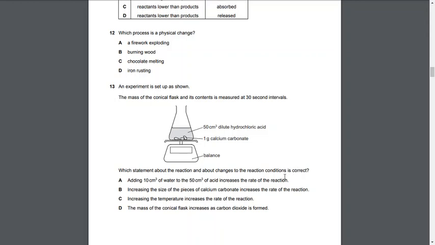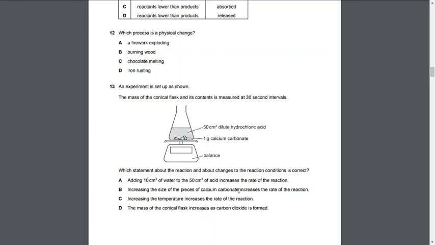For this, we are gonna see adding 10 centimeter cube of water to the 50 centimeter cube of acid increases the rate of reaction, which is not correct. It dilutes the solution, so it doesn't increase the rate of reaction. Increasing the size of the pieces of calcium carbonate increases the rate of reaction. No, that is completely incorrect. If we decrease the size of calcium carbonate, by crushing or breaking it, then it can increase the rate of reaction. However, bigger particles cannot increase the rate of reaction.